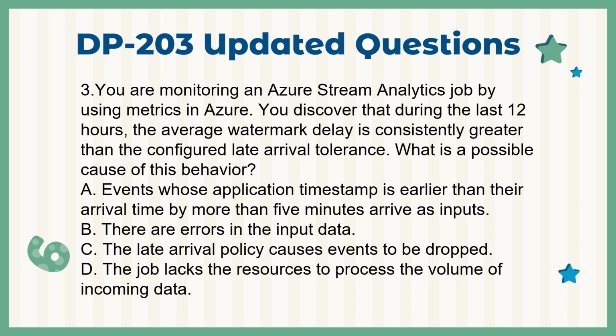3. You are monitoring an Azure Stream Analytics job by using metrics in Azure. You discover that during the last 12 hours, the average watermark delay is consistently greater than the configured late arrival tolerance. What is a possible cause of this behavior? A. Events whose application timestamp is earlier than their arrival time by more than 5 minutes arrive as inputs. B. There are errors in the input data. C. The late arrival policy causes events to be dropped. D. The job lacks the resources to process the volume of incoming data.